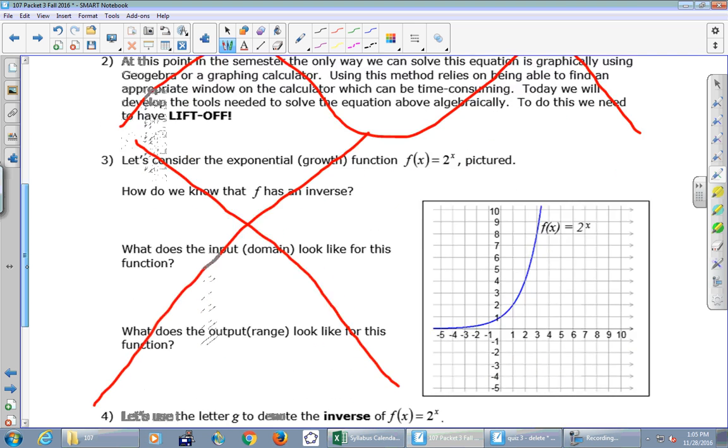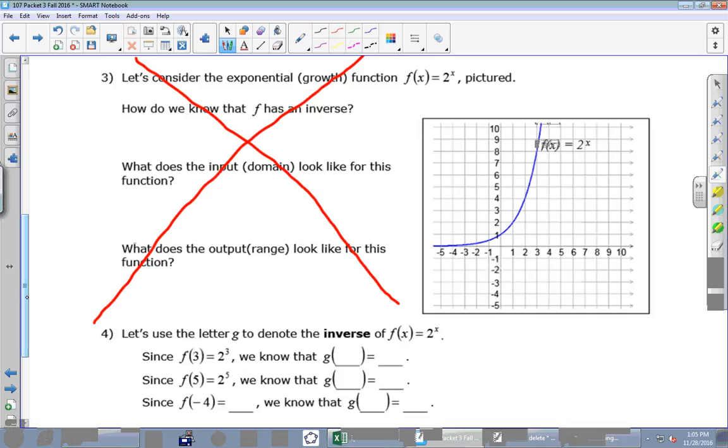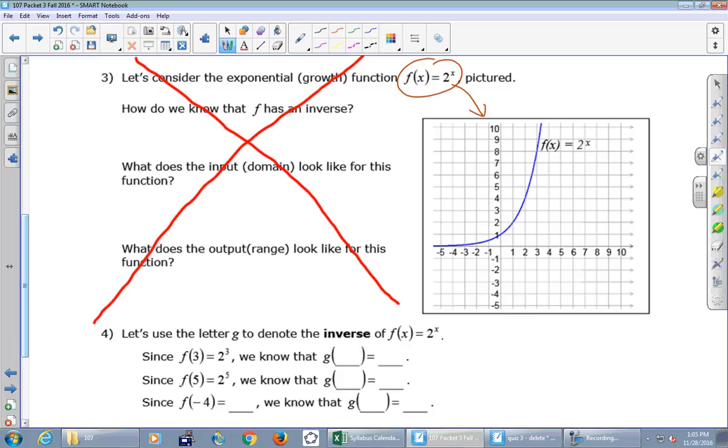And we're going to come down and jump in here on this graph. So I've put some lines through, you can, but you don't need to. All we need to know is that the graph of this function, f of x equals 2 to the x, is pictured. Remember, that's an exponential growth function. Okay, and this function has an inverse function.